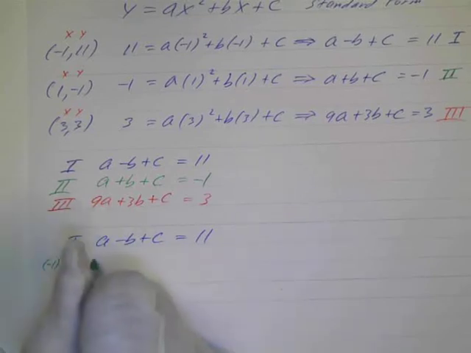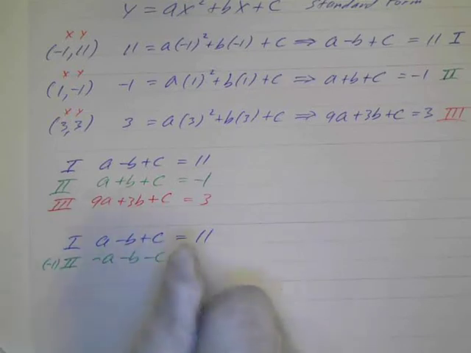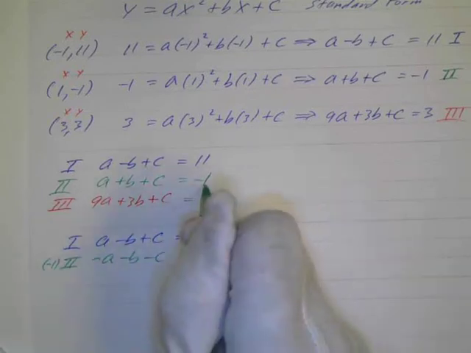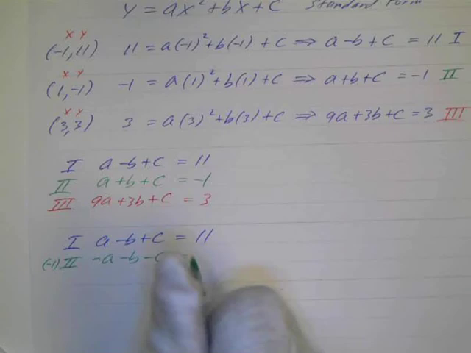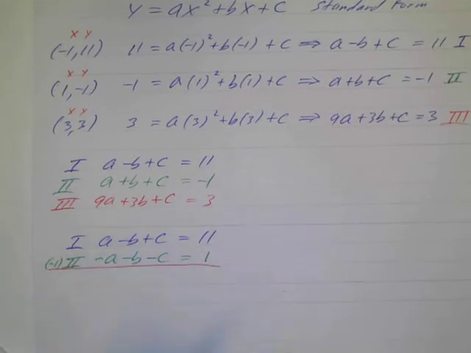So it's going to be negative a, negative b, negative c equals, and a negative times a negative is a positive 1. And I'm going to add those up. And negative a plus positive a becomes 0. Negative c plus c becomes 0, and negative b minus b is negative 2b.